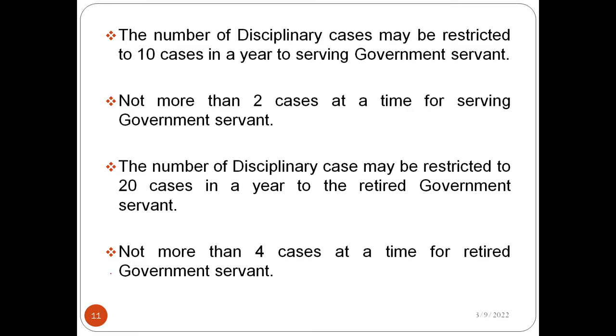The number of cases limited to a serving government servant is 10, and if it is a retired government servant it will be 20. At a time only 2 cases will be given to the serving government servant, and 4 cases are to be given to a retired government servant to work as IO.